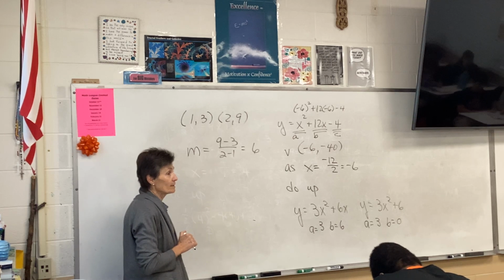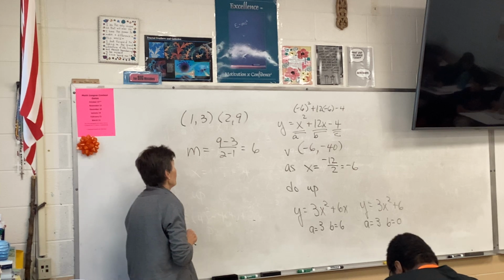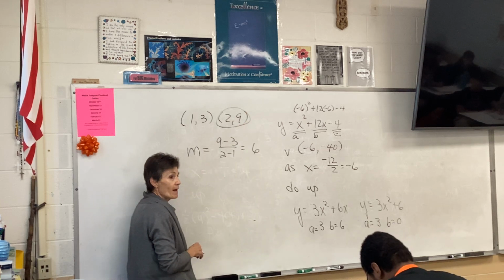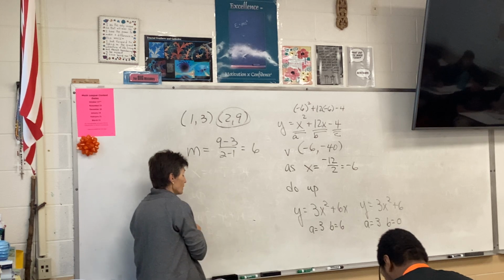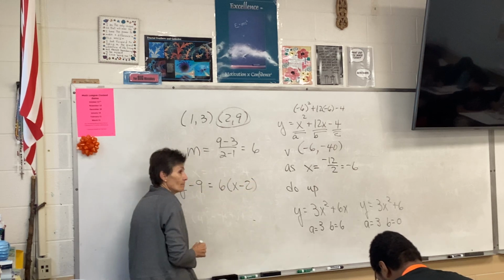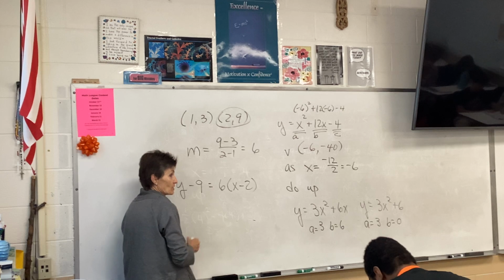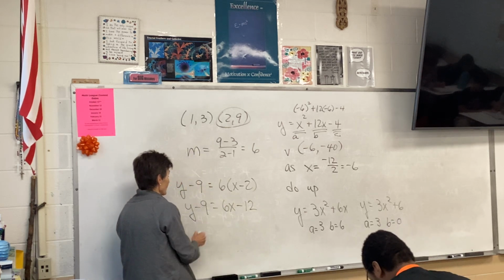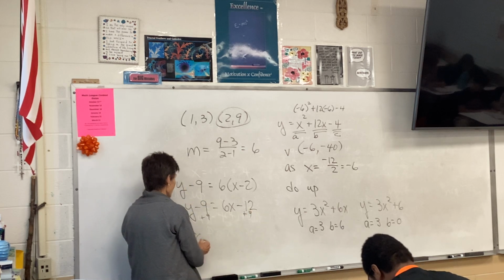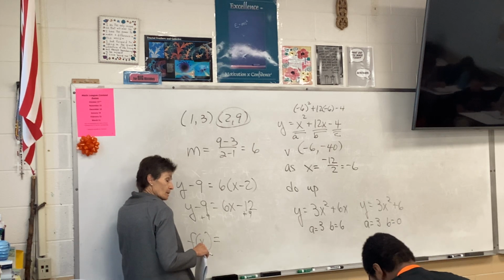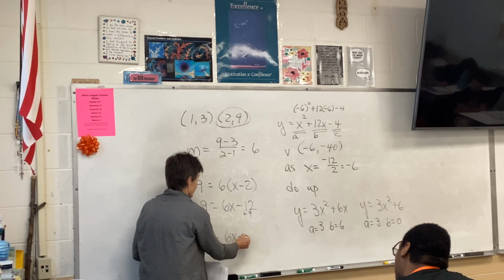Point-slope. But now you need to write the equation of the line. So pick a point. I always use that one, but I think I'll use this one this time just because. Does it matter? Nope, it's a random choice. So y minus 9 equals 6 times x minus 2. That's called point-slope form. We practiced it over and over again since you were freshmen. So y minus 9 equals 6x minus 12. I'm going to distribute and then add 9. So my y, or my f of x if I'm using function notation, is going to equal 6x minus 3.